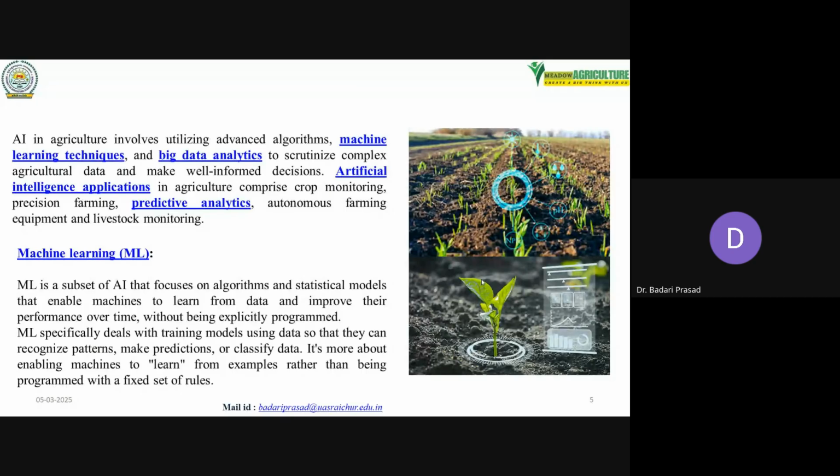So the artificial intelligence applications in agriculture comprise crop monitoring, precision farming, predictive analysis, autonomous farming equipment, and livestock monitoring. In my future slides, we are going to learn how exactly we are equipping artificial intelligence in agriculture. I am repeatedly using the term machine learning. So what is meant by it? Machine learning is a subset of artificial intelligence that focuses on algorithms and statistical models that enable machines to learn from data and improve their performance over time without being explicitly programmed.